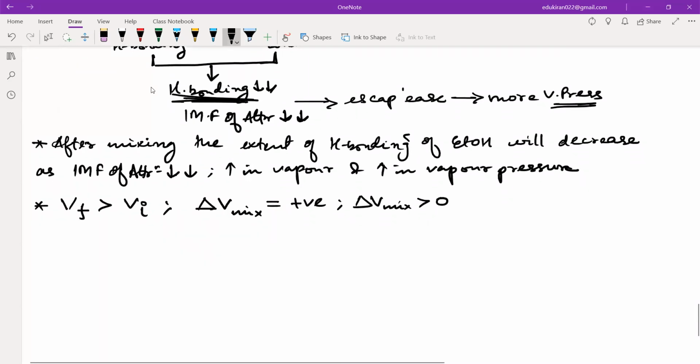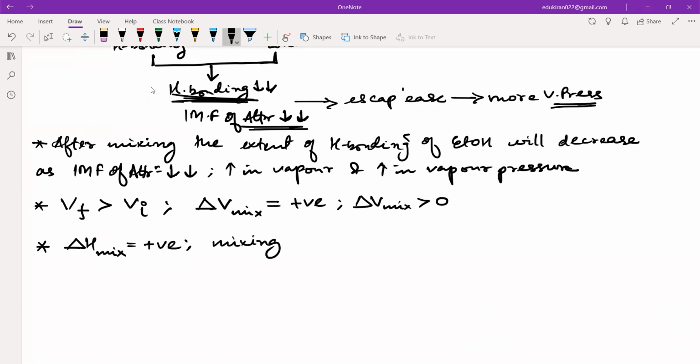Now next thing is, what will happen to the delta H of mixing? So delta H of mixing, as we can see, intermolecular force of attraction is decreasing. That means the amount of energy released will be much less than the amount of energy we are putting in order to break the bonds, right? So we are going to have delta H of mixing positive. That means mixing will be endothermic.